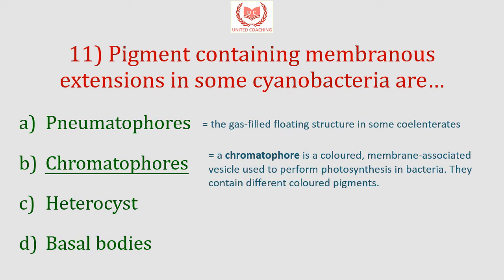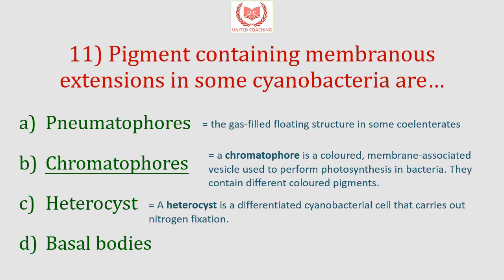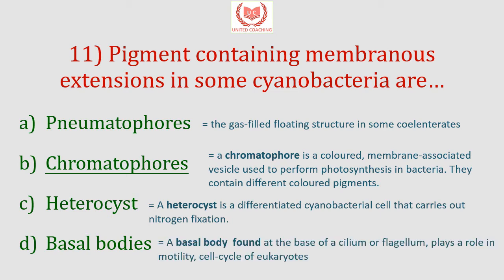Nematophores are the gas filled floating structures in some coelentrates. Heterocyst is a differentiated cyanobacterial cell that carries out nitrogen fixation. And basal bodies are found at the base of cilium or flagellum, and it plays a role in motility or cell cycle of eukaryotes.